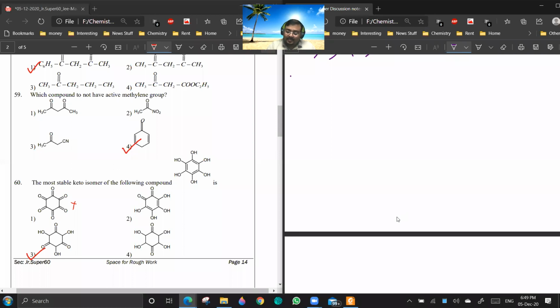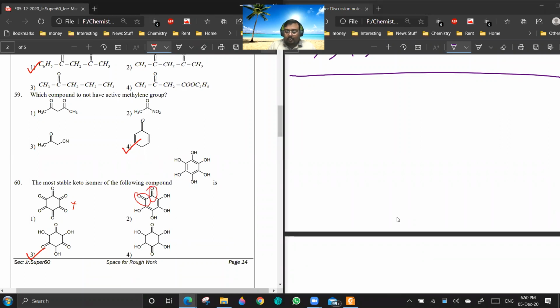So 59. What is the doubt? Sir, option 2 also can be, there is no methylene group only. See, first of all, I told you that alpha diketones are highly unstable. So here you are having alpha diketones.